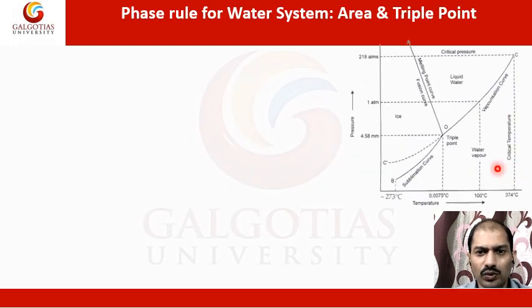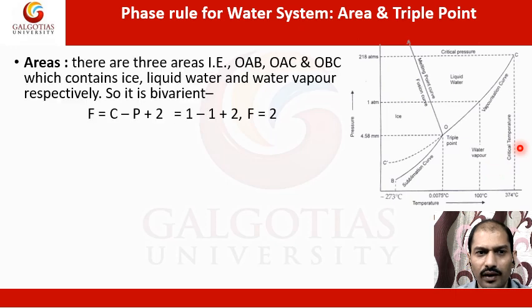So here, if you see, there are three areas: BOA, AOC, and BOC, which contain ice, liquid water and water vapor respectively. So it is bivariant, because if we are taking area-wise, there are three areas, O, A and B. Here there is only one phase.